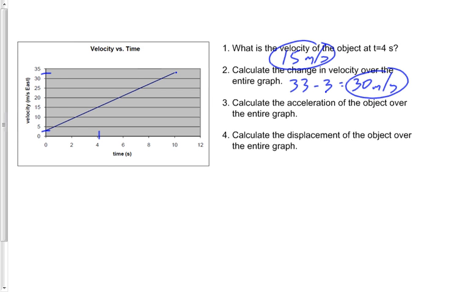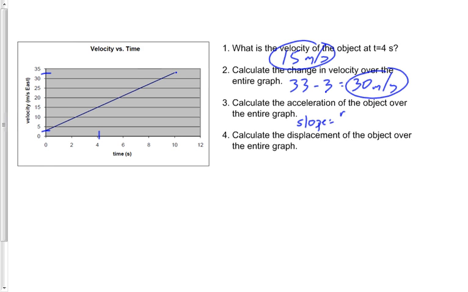Brian, what do you want to try there? Do you want to use the slope or delta v over delta t? Slope, okay. They're both the same, right? If you do rise over run, rise is delta v and run is delta t, but it's just two different ways of thinking of it. Okay, let's try the slope since that's what Brian wants to do here.